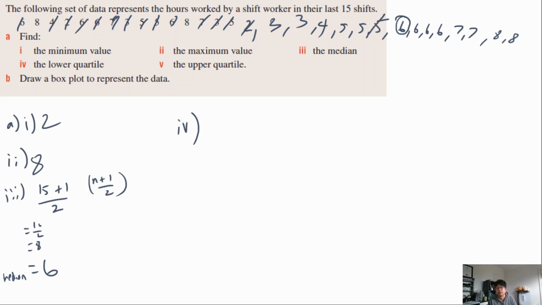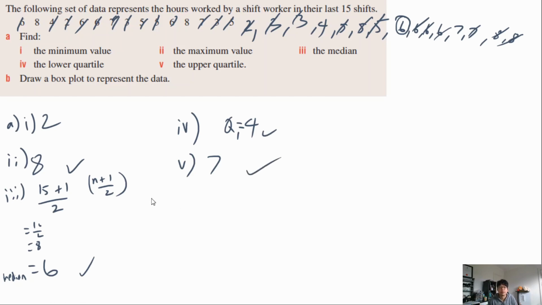I'll use the original method this time. Q1, or the lower quartile, is going to be, what was it again? It was going to be 4. Sorry about that. And upper quartile, or Q3, is going to be 7. Alright, so give yourself a tick for each one you got correct so far, and just remember, let your teacher know if you do have any questions.